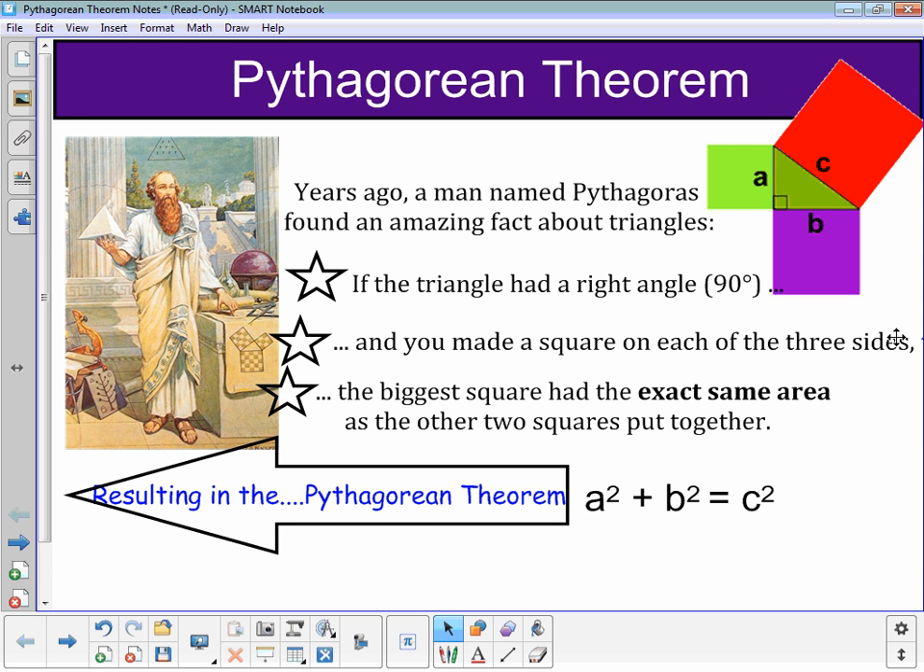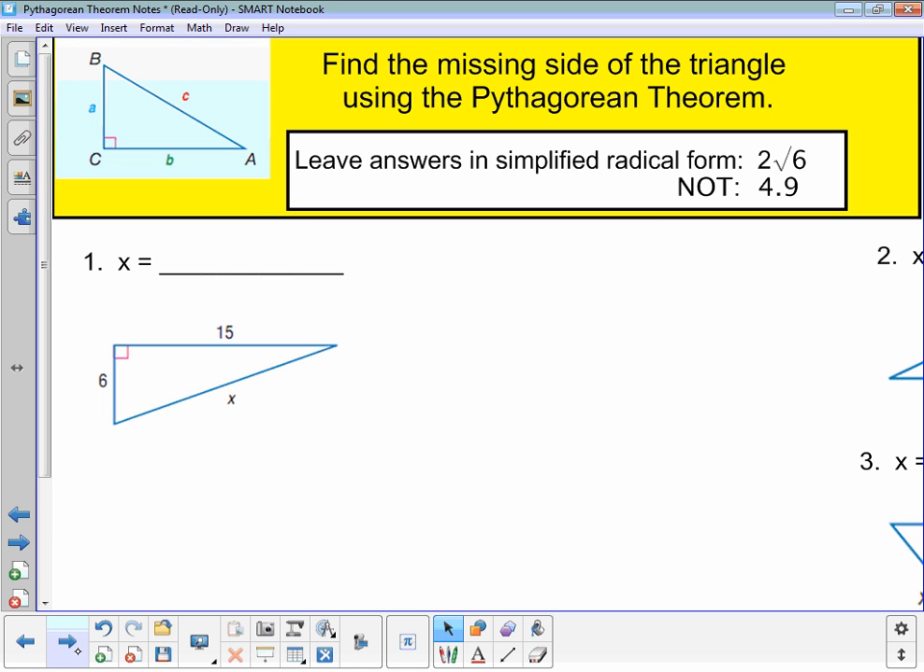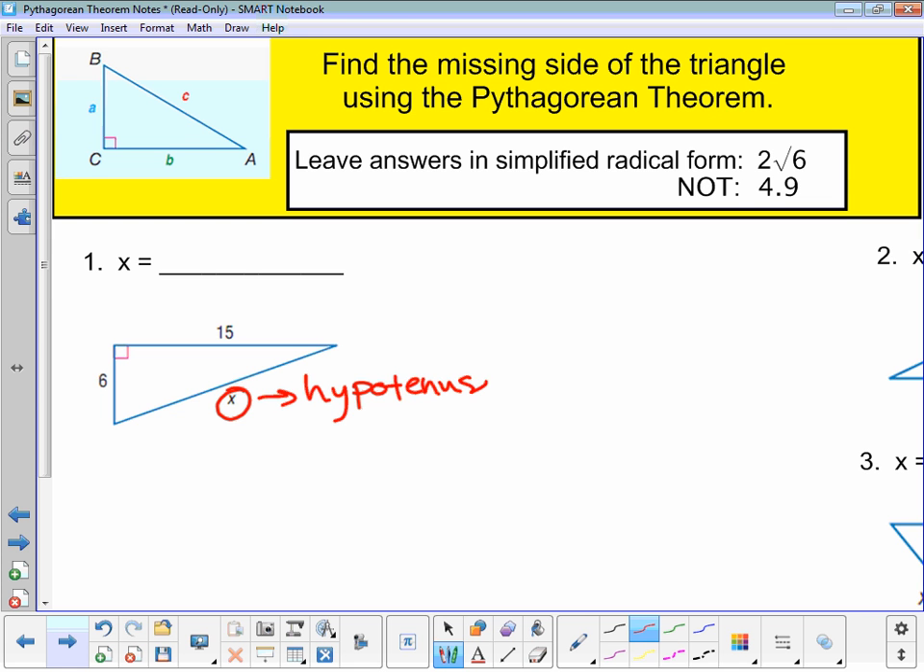Let's move on to number 1. It says find the missing side of the triangle using the Pythagorean theorem. So I have a side of 6, a side of 15, and I'm finding the hypotenuse. Remember that hypotenuse is the longest side. So if I put this into the Pythagorean theorem, because I know it has a right angle, then it looks like this.